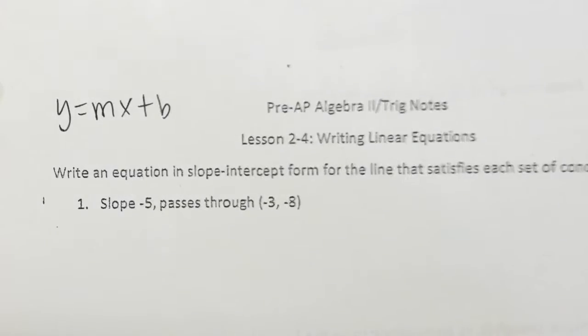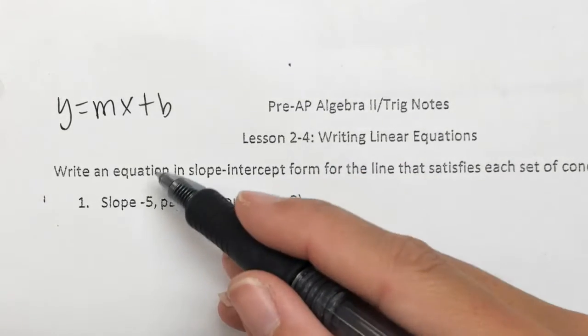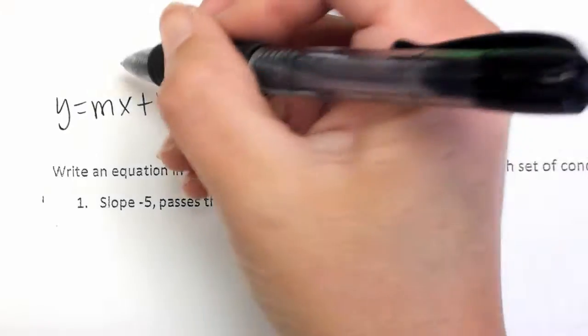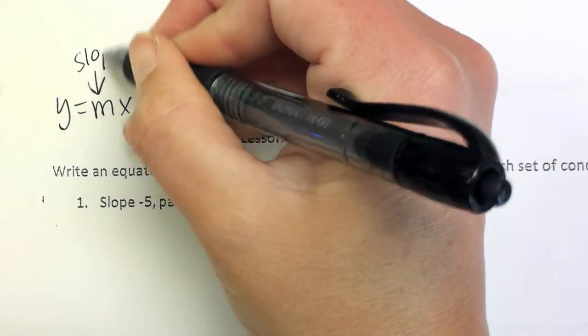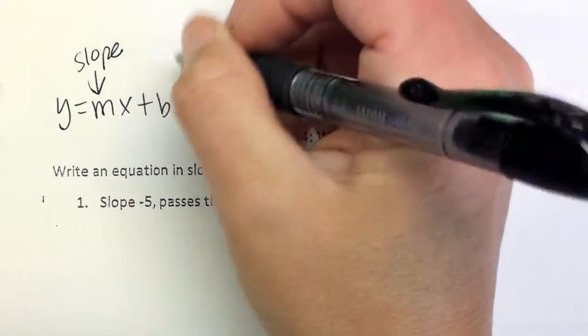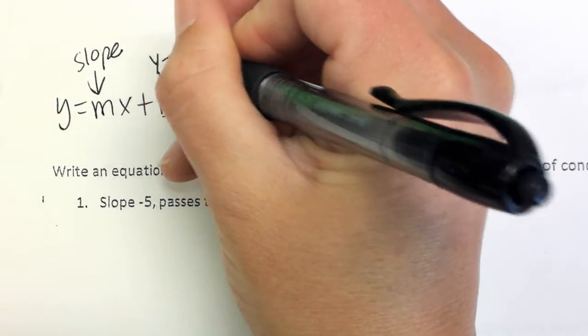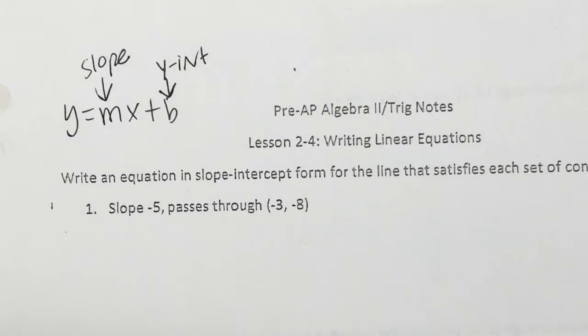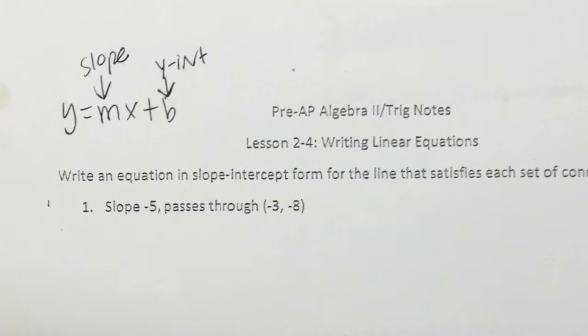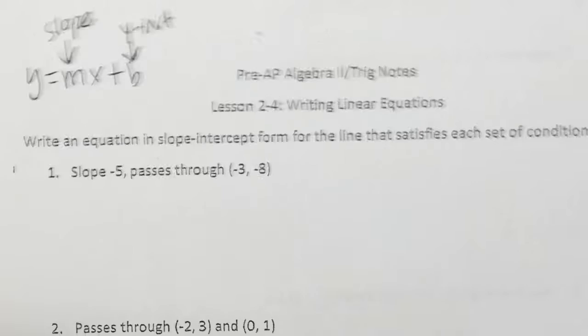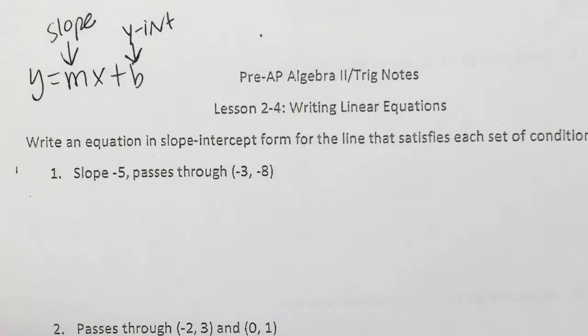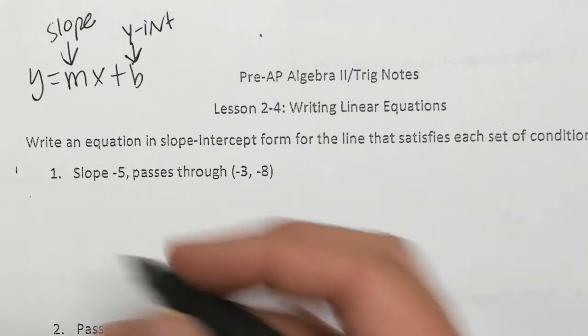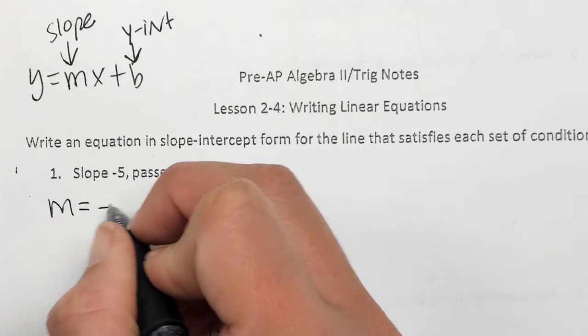And what are the two things we need to write this equation? Slope and what? Not slope-intercept, y-intercept. Good. So these are the two things that we need. And once we have these two things, we can write the equation. So for number 1, do they give us either one of these? Yes. They give us what? Slope. So we can write m equals -5.